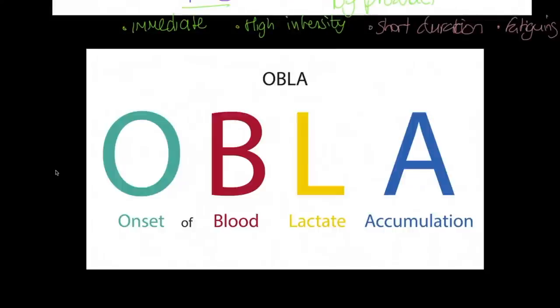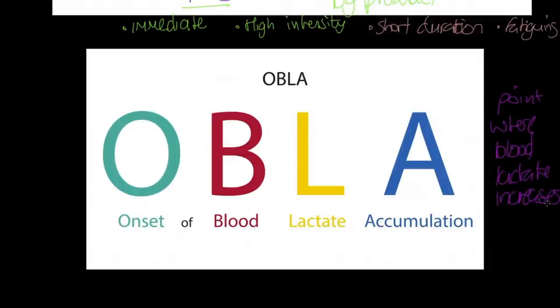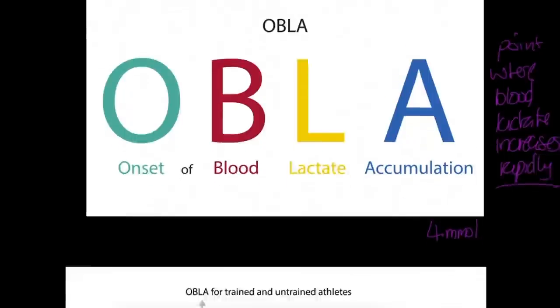So a couple of things to mention here. I would describe this as the point where blood lactate increases rapidly, as I just said before, rapidly. Okay, rapidly, that's what we're talking about. We'll illustrate this graphically in a second. And this tends to be around about 4 millimoles of blood lactate. Okay, so let's see if we can illustrate this graphically.